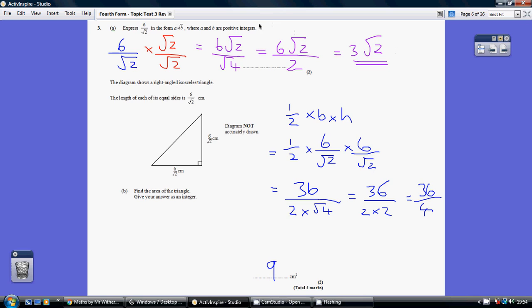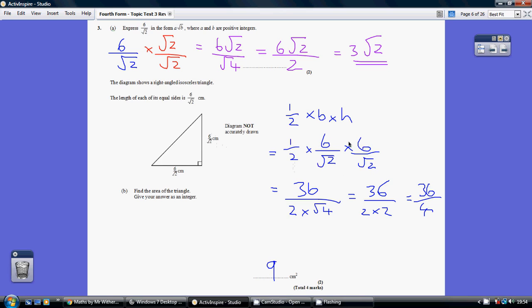Now for part B, I'm trying to include in this test as many problem solving type questions as normal. So if you get a question like this and it says find the area of the triangle, don't get phased by the fact we've got surds in it. Just think, how do I work out an area of a triangle? Well, it's half times base times height. So just follow through your normal maths and just see what happens. So half times this times this.